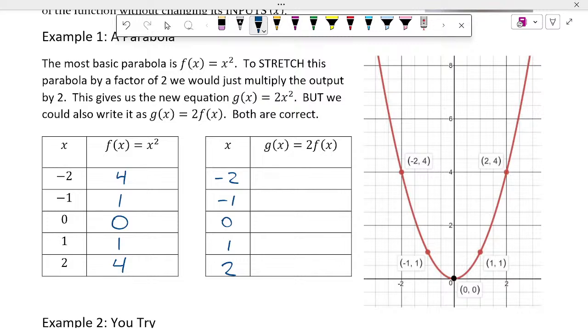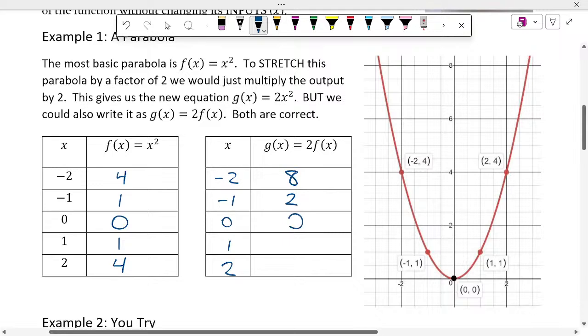In other words, we're not changing the input, we're changing the output. So the x values stay the same, but the y values, 4 is going to become 8. 1 is going to become 2, 0 is going to become 0, and 2 will become 8. Awesome.